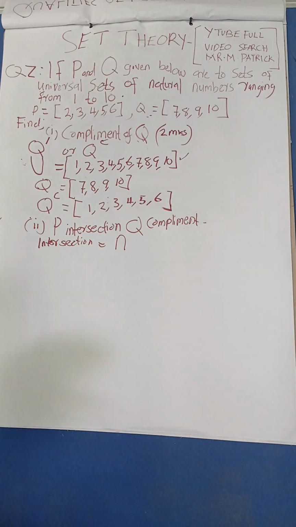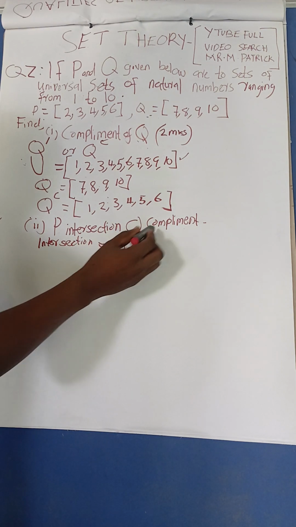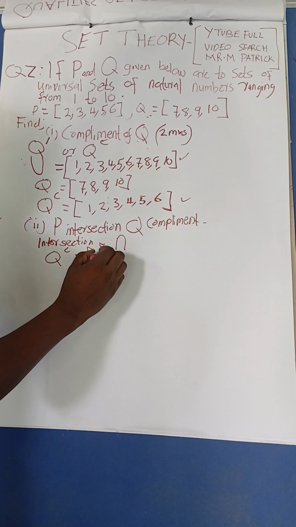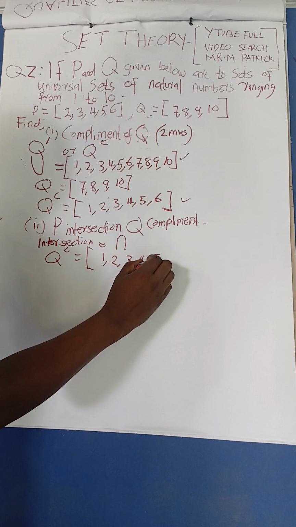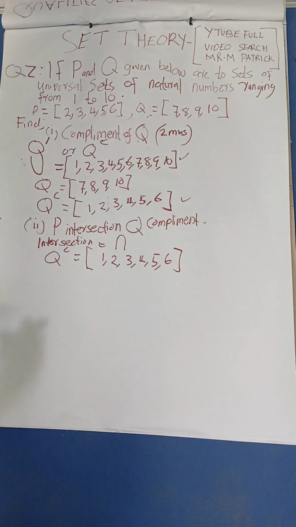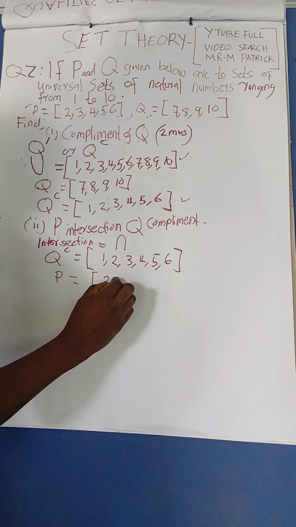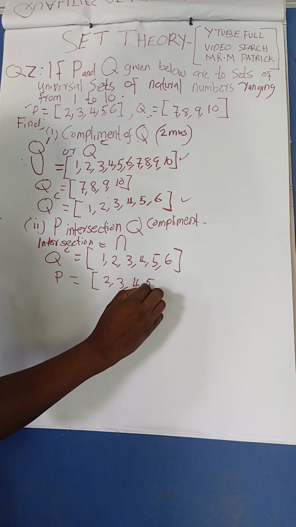And you have now to know the definition of intersection. Intersection of sets, we normally say that these are the set of elements that are common to 2 or more sets. These elements are in P and also in Q. They share the elements. Good. Already we have Q complement, we have gotten it here. So I will write here my Q complement is 1, 2, 3, 4, 5, and 6. And then P, already we have P. So P we have as 2, 3, 4, 5, and 6.